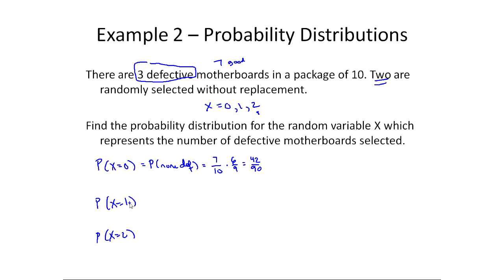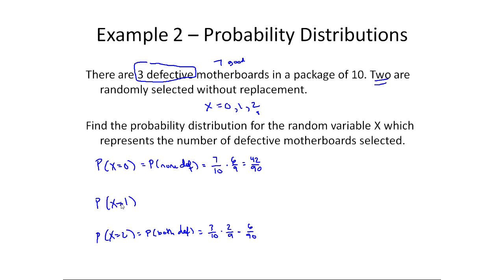All right, I'm going to save x equals 1. Let's look at x equals 2. This is the probability both are bad, both are defective, because x is counting the number of defective motherboards. So the probability the first one is defective is 3 out of 10. The probability the second one is, now that we've taken 1 out, is 2 out of 9. So this is 6 out of 90.